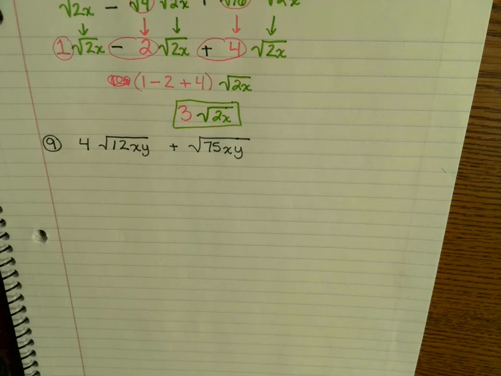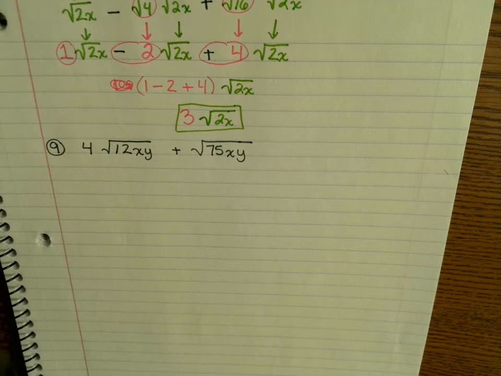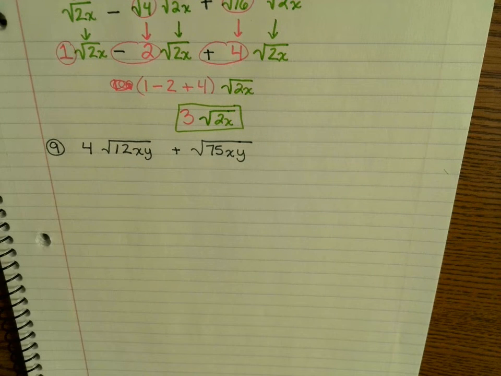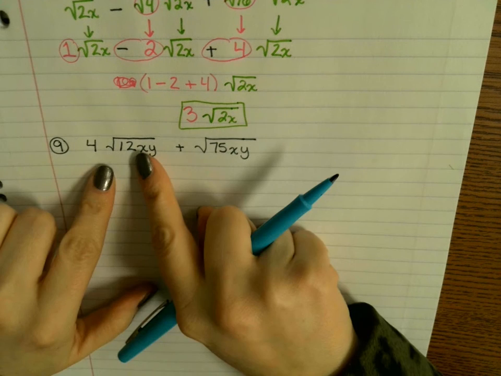All right. Who's going to share me their answer that they got because they're so awesome and magically smart? So many choices. Jose. Very good. 13 square root of 3xy. Let's go ahead and talk about this one. So let's focus first on the first problem. We have 4 square root of 12xy.